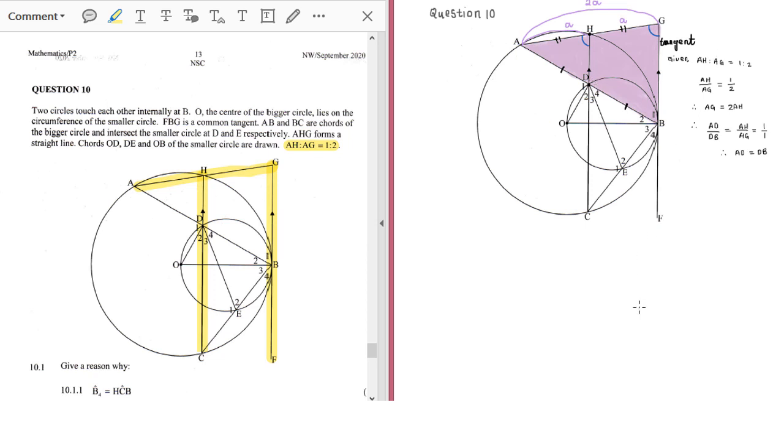Another thing that you can see is that we have a tangent which is connecting with the radius of this larger circle. Remember that they said that O is the center of the bigger circle, which means that OB is the radius of the larger circle. So angle B1 and angle B2 will equal 90 degrees: tangent perpendicular to radius.